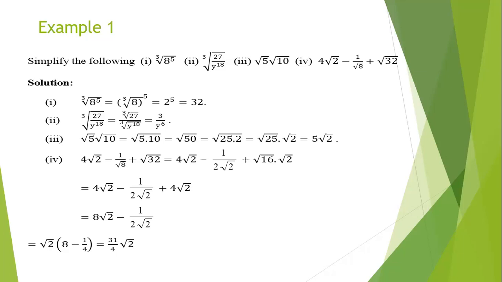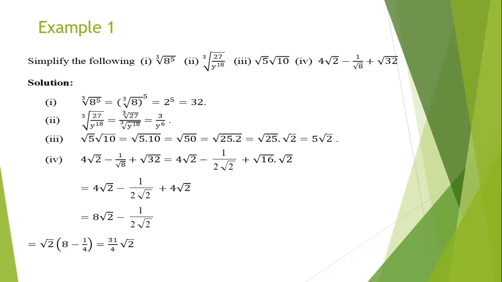If you look at example 4, it's just to simplify. This example 4 can be solved in different ways. The first one is we have 4 root 2 minus 1 divided by root 8 plus root 32. This can be simplified: I can simplify square root of 8 to be 2 root 2, plus square root of 32 can be written as square root of 16 times square root of 2. Square root of 16 is 4. Then I have 4 root 2 minus 1 divided by 2 root 2 plus 4 root 2.